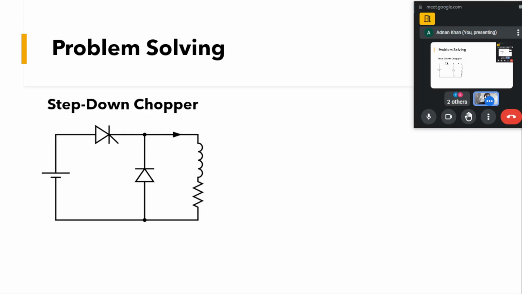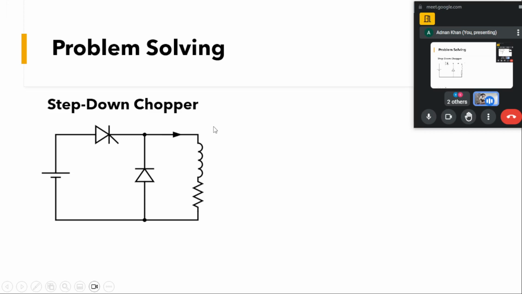As I had told, this is a buck kind of chopper, the class A chopper that we had seen earlier. For those who have joined just now, this is a class A chopper, a step down kind of chopper. Here we have a control device, then a diode, and an RL load. At the output we have a positive voltage and the current is also only positive, so this kind of chopper will operate in the first quadrant.